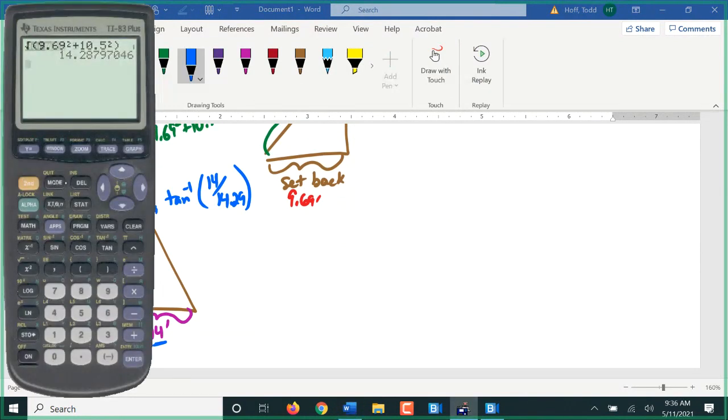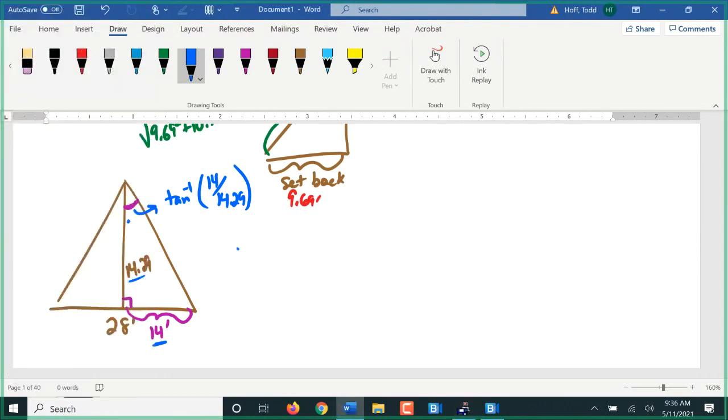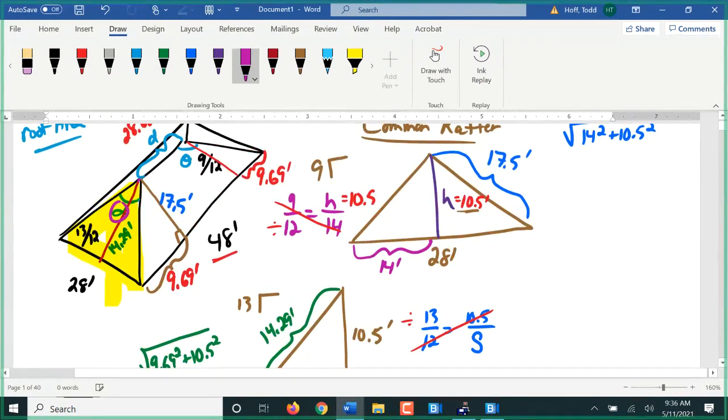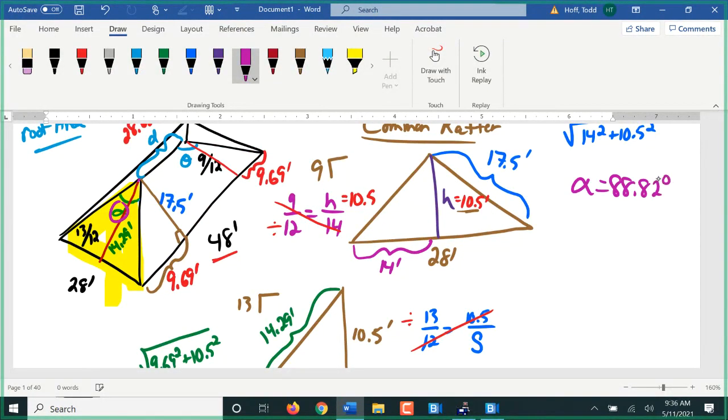So let's make sure I am set into degree mode before I try this. Inverse tangent of 14 divided by 14.29 gives us 44.41 degrees. Which means that theta, which is the whole thing, is 88.82 degrees. Not theta, that is actually alpha right here. Alpha equals 88.82 degrees.